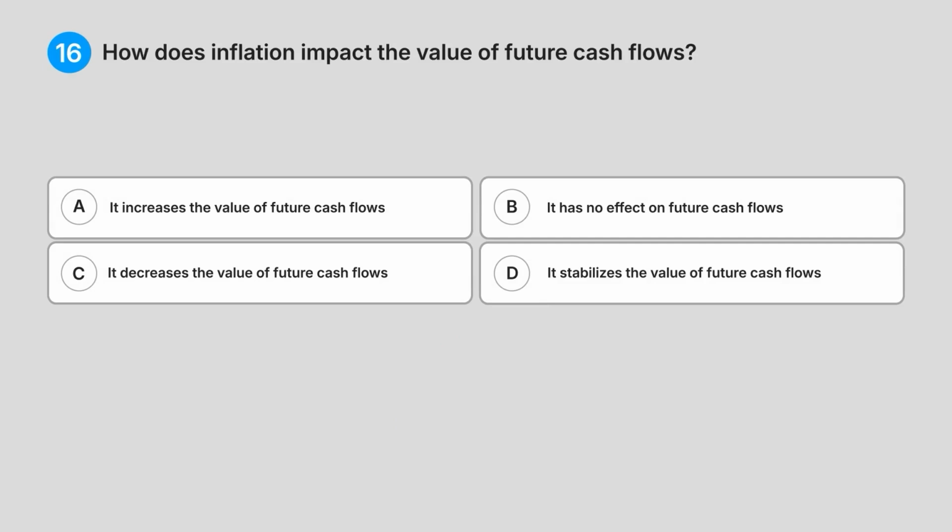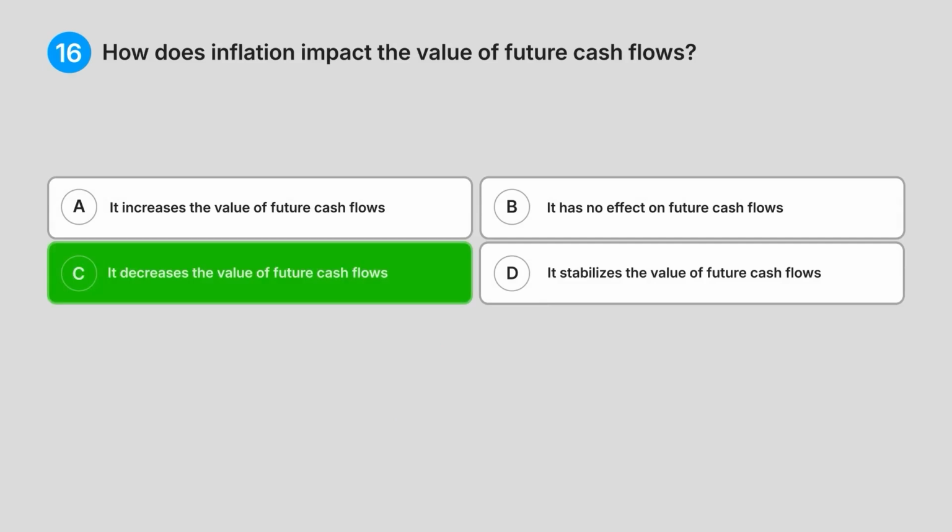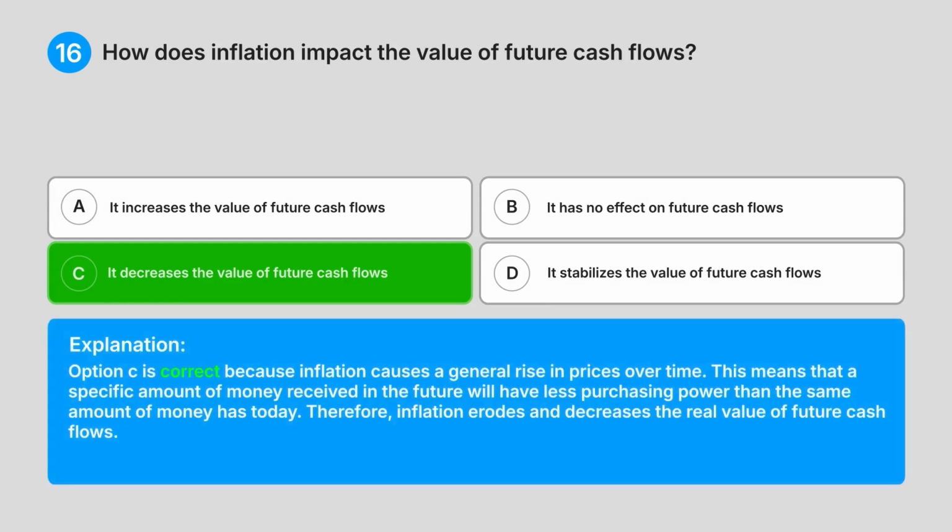Correct answer: C. It decreases the value of future cash flows. Explanation: Option C is correct because inflation causes a general rise in prices over time. This means that a specific amount of money received in the future will have less purchasing power than the same amount of money has today. Therefore, inflation erodes and decreases the real value of future cash flows.